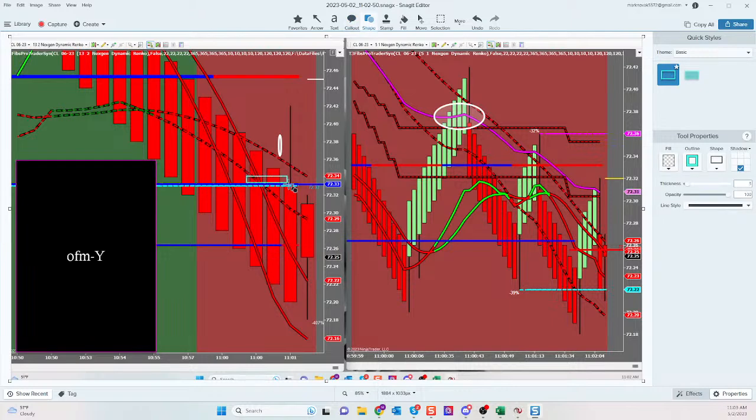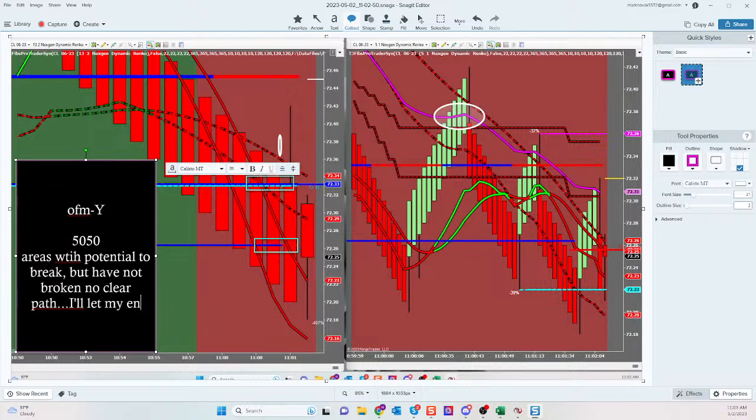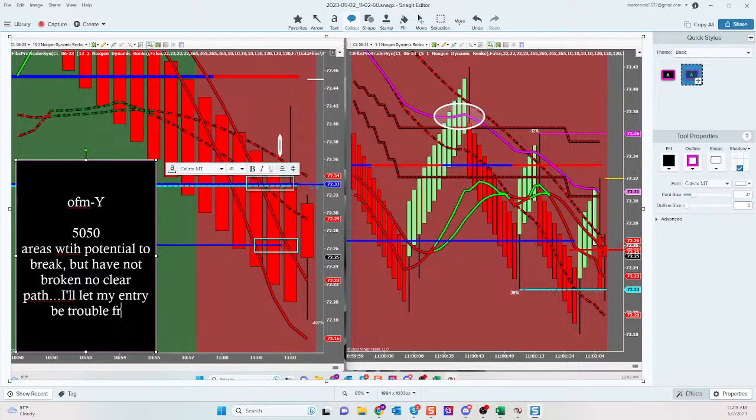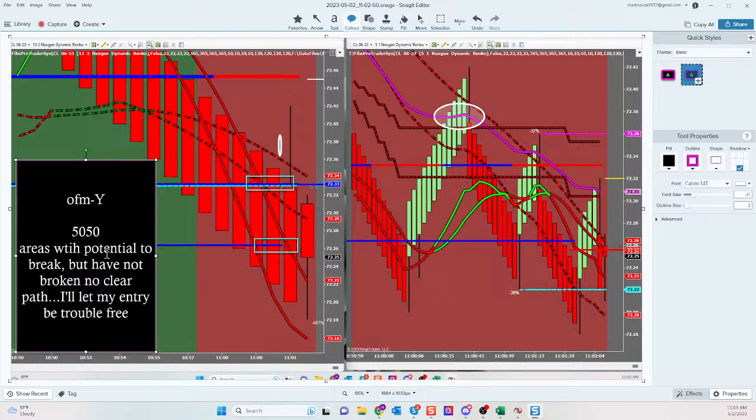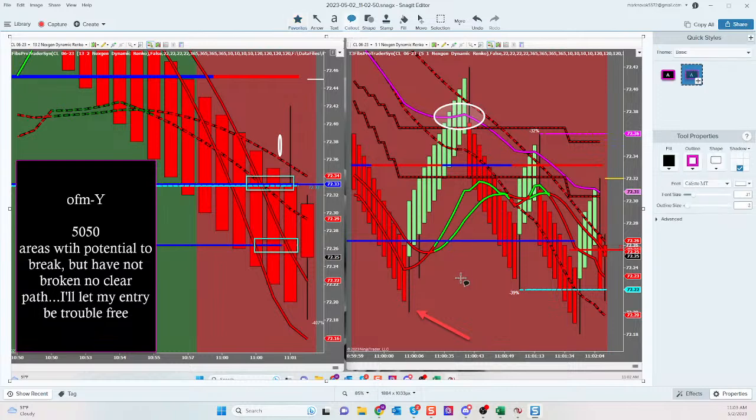But because my large haven't broken these areas yet, this is what we call a 50-50 trade, guys. Areas with potential to break that have not broken, no clear path. I'll let my entry be trouble-free on the 5-1, right? I'm not going to compound the issues. So what do I have? I have no divergence. So no loss of momentum.